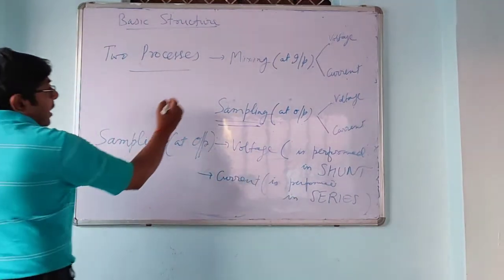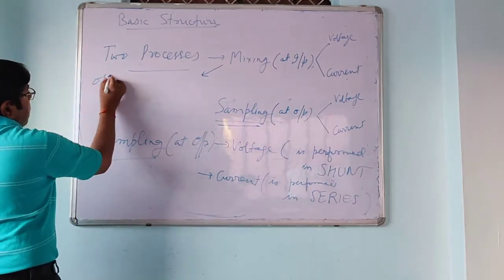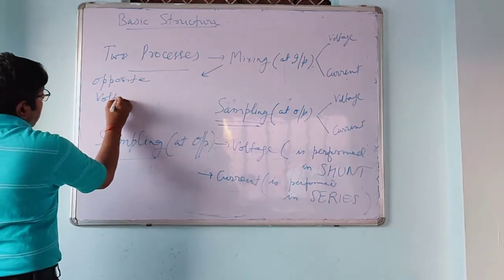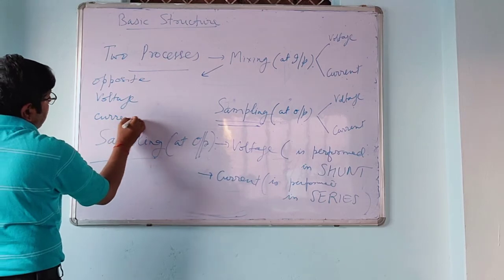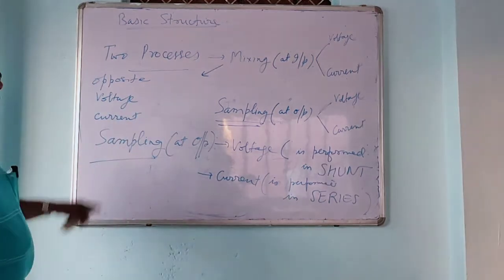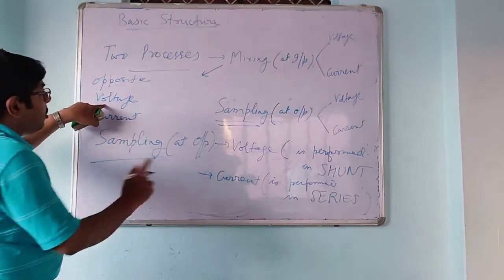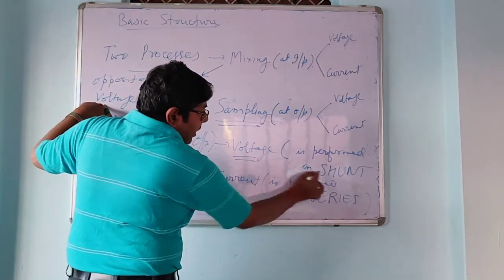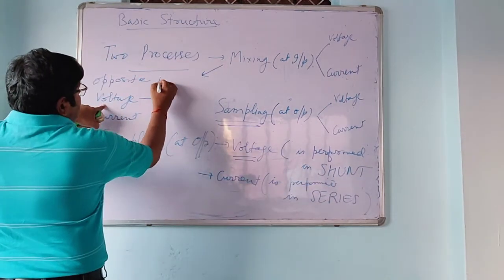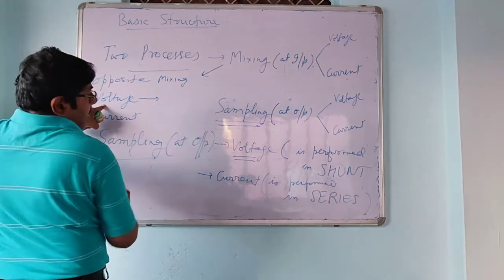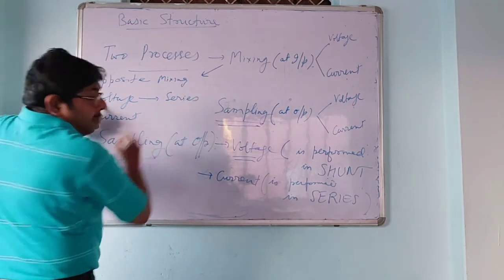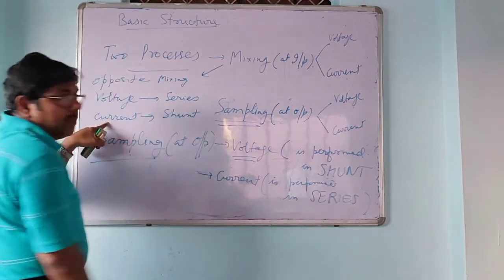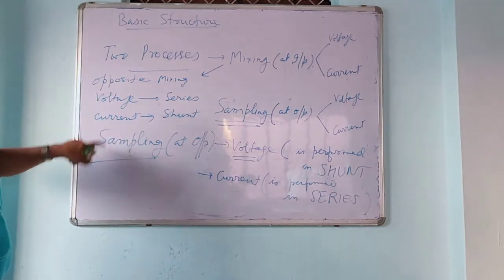Okay. Now mixing is opposite. This process is opposite. Here also it is the same, voltage and current are two quantities. If we are taking voltage, it is the opposite process. In sampling, a sample of voltage is taken in shunt. Here for mixing, voltage is in series and current in shunt. So these two processes are opposite.